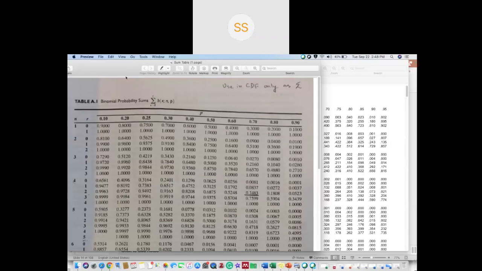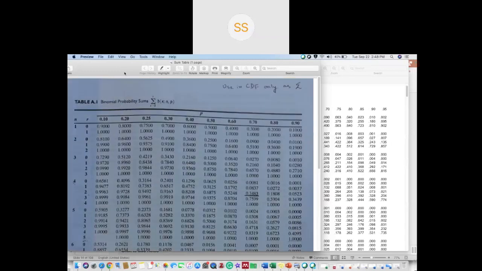However, I will provide you both tables. If you are using the other table, you need to add up your values: 0.008, 0.076 and 0.265. These need to be added in order to find the CDF value at r equal to 2.